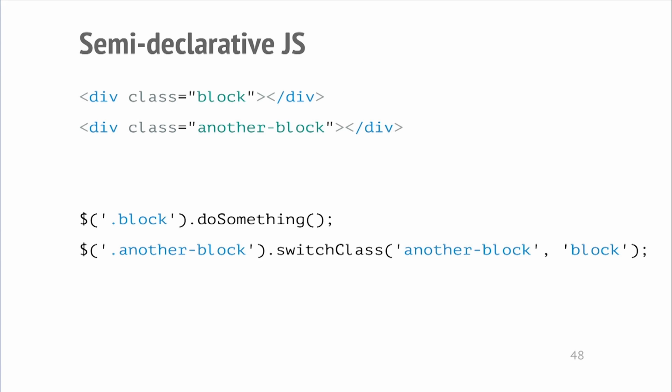But what if at runtime we change a class, and now there are two blocks with the class block on a page? CSS will be applied automatically, yeah? But what about JavaScript? What about this doSomething method?